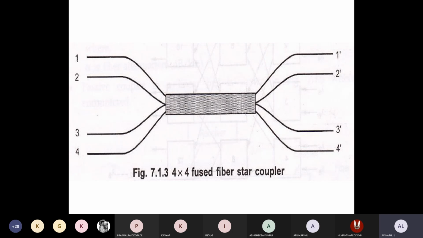Suppose the power is applied on port 2, let us consider. Whatever power you send into any one port will get equally divided among the output ports. So in port number 2 you provided the input, but at 1 dash, 2 dash, 3 dash and 4 dash, the power will get divided equally. That is exactly what is going to happen.